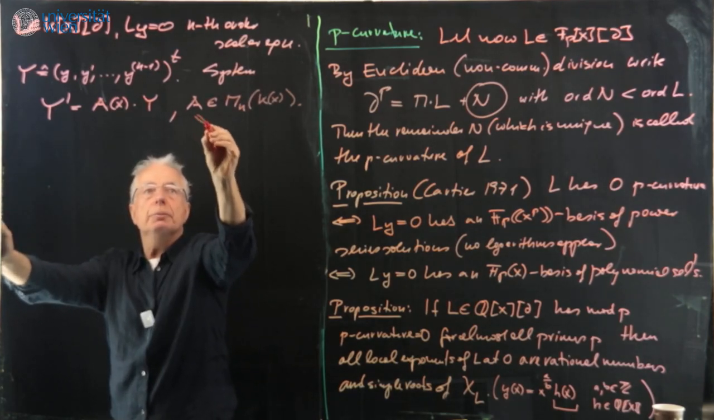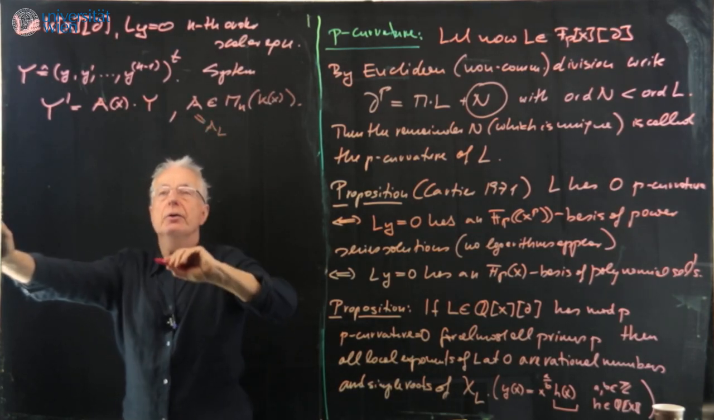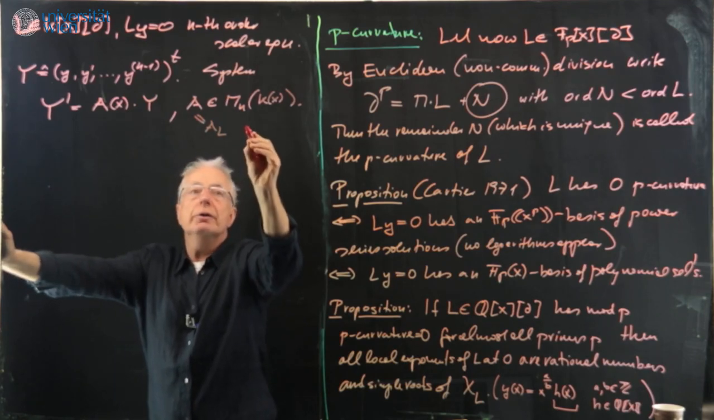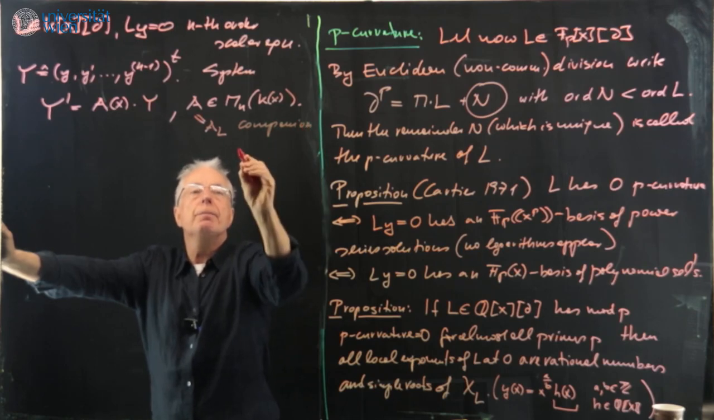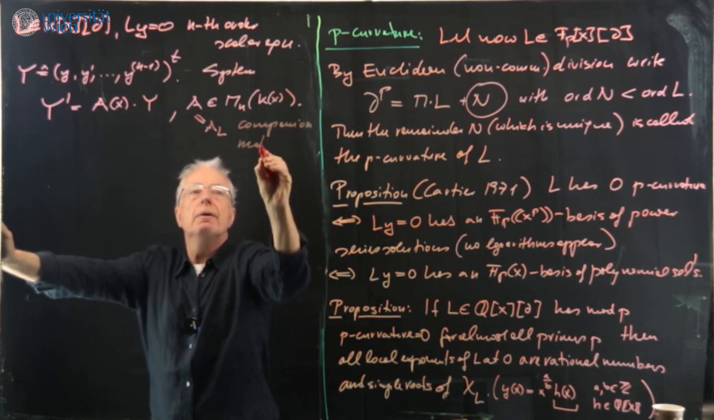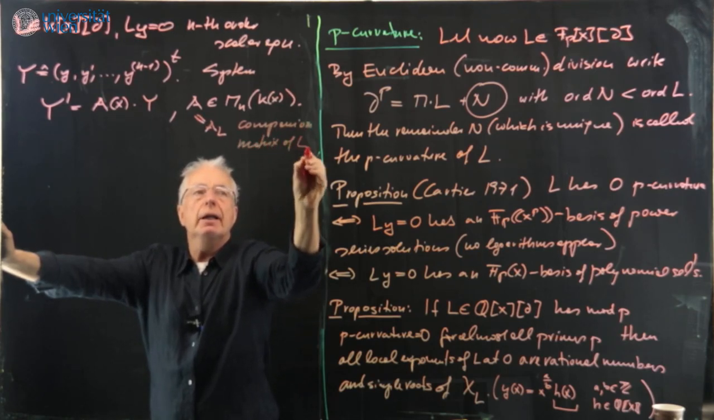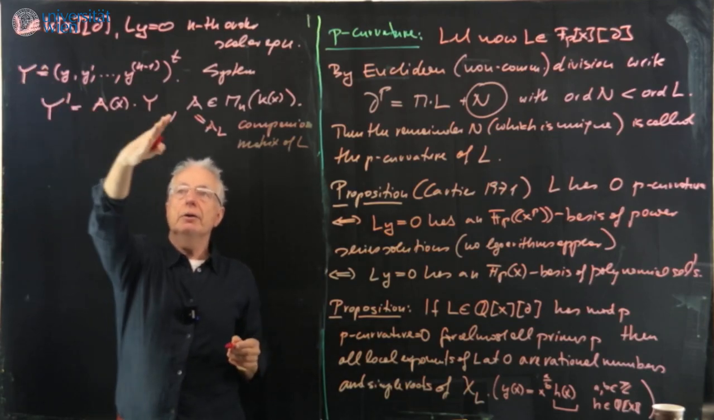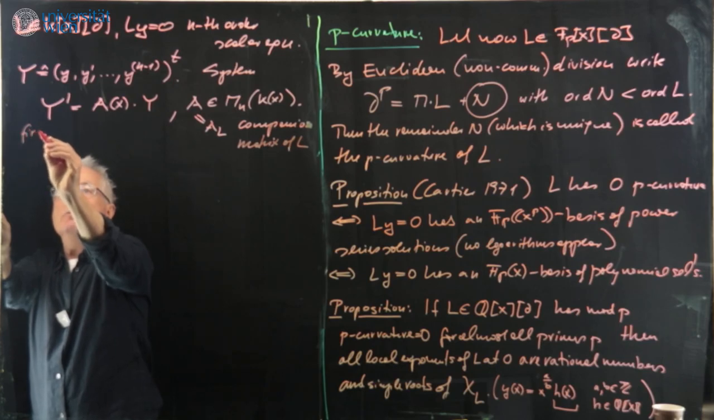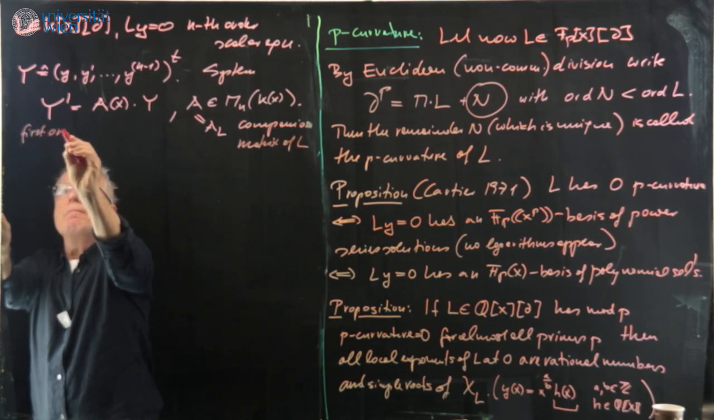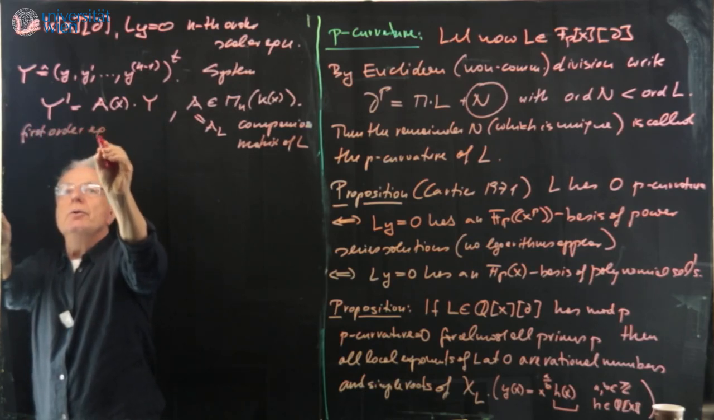So A will also be denoted A sub L, and this is called the companion matrix of L. So you go from L to a system of first order. This is a system of first order equations.